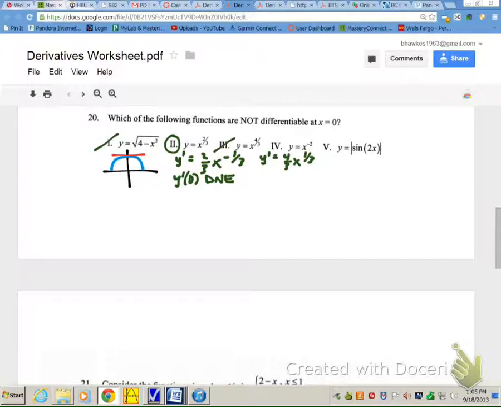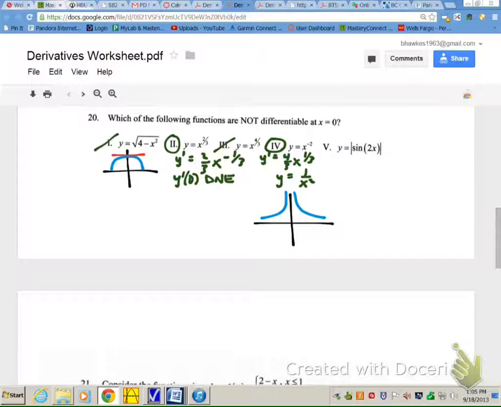For number 4, I already know that's y equals 1 over x squared, and that graph I'm familiar with. It just looks like this. We know that it comes down like this, and so it's not even defined at x equals 0, so it can't be differentiable at x equals 0. It's not even continuous, so that's also an answer.